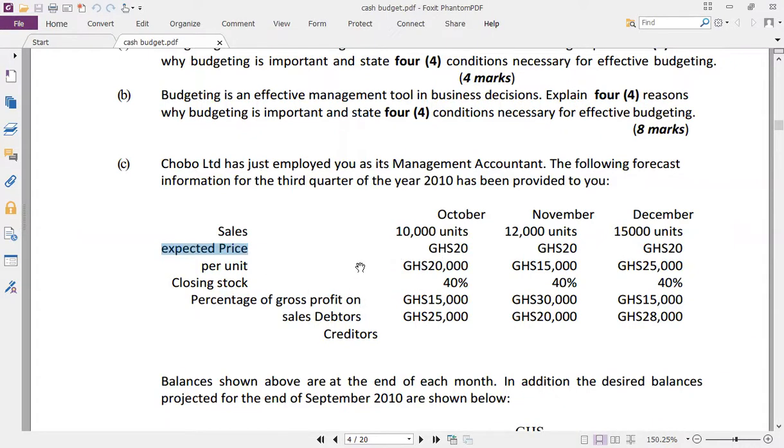So the next one is the closing inventory. The closing stock rather is the 20,000, 20,000, 20,000 for the 3 month period. So you can take note that this closing inventory is the one that's here. Percentage of gross on sales, that is what? 40, 40, 40. Then debtors, that's the receivable figure, 15, 30, 15. Then creditors, that's the last one, 25, 20, 28.